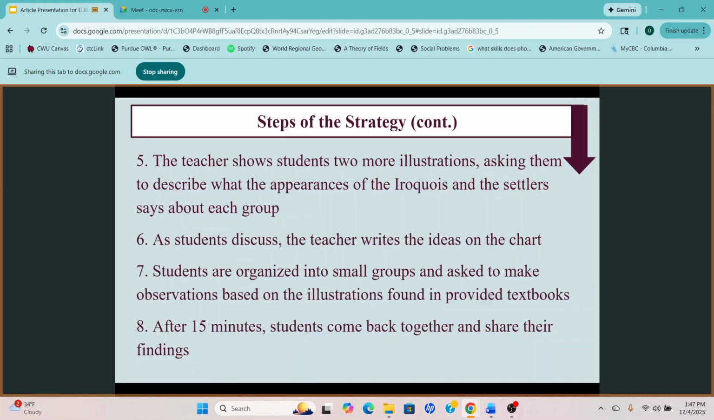Step 5, the teacher shows students two more illustrations, asking them to describe what the appearances of the Iroquois and the settlers say about each group. Step 6, as students discuss, the teacher writes the ideas on the chart. Step 7, students are organized into small groups and then asked to make observations based on the illustrations found in textbooks provided by the teacher. And step 8, after 15 minutes, students come back together and share their findings with the rest of the class.